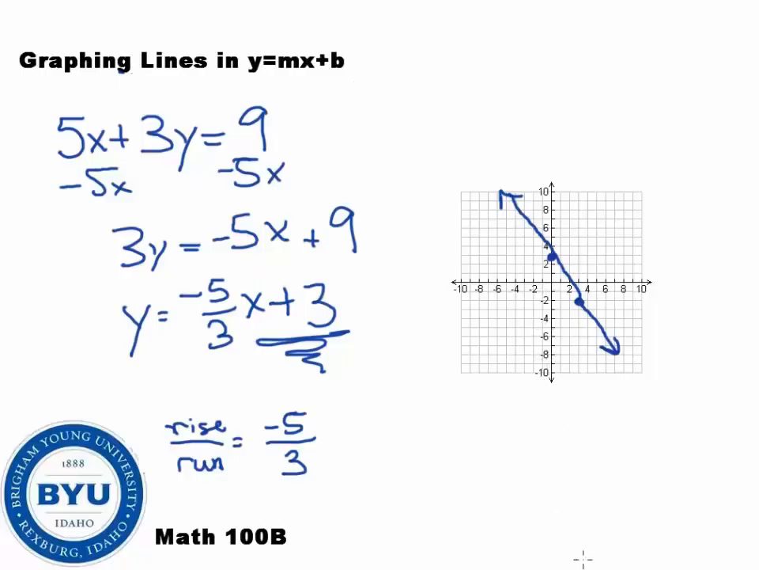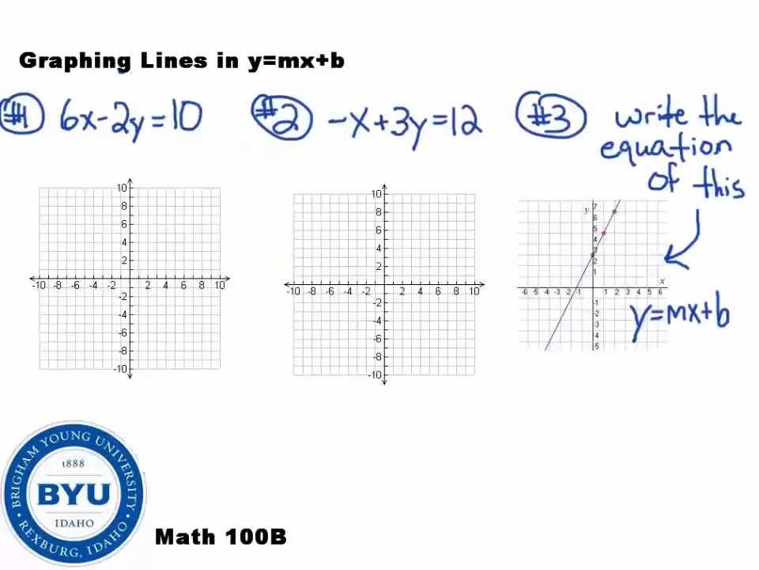Let's have you guys try 3 more. Okay, so here are 3 more problems we'd like you to try to do. You're going to have to get them into y equals mx plus b form first, and then graph them. So, the first problem is 6x minus 2y equals 10. Second problem is negative x plus 3y equals 12. And on this third problem, what we'd like you to do is I've given you a graph of a line. We'd like you to take that graph and use what you know about y-intercept and slope to write the equation in y equals mx plus b form. Okay, go ahead and pause the video, give these a shot, and let's see how you do.